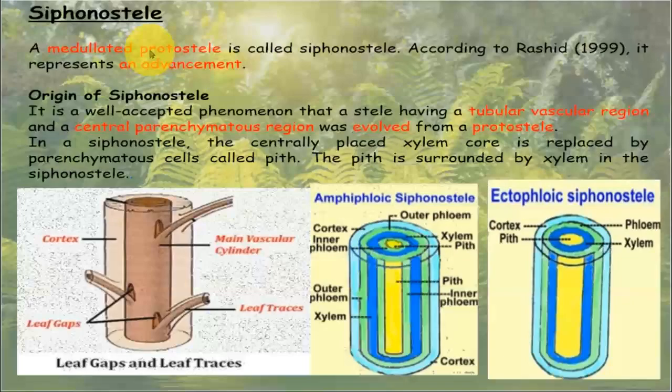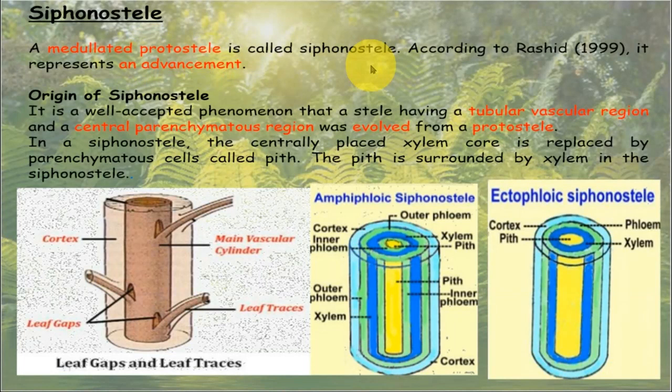Next, siphonostele. A medullated protostele is called siphonostele, which means when medullary rays also come into the protostele, it is called siphonostele. According to Rashed in 1999, it represents an advancement, because as time passes, advancement must occur in every organism, as we know. According to the changes in the environment, things are adapted by the organisms, or formed from the previous ones.